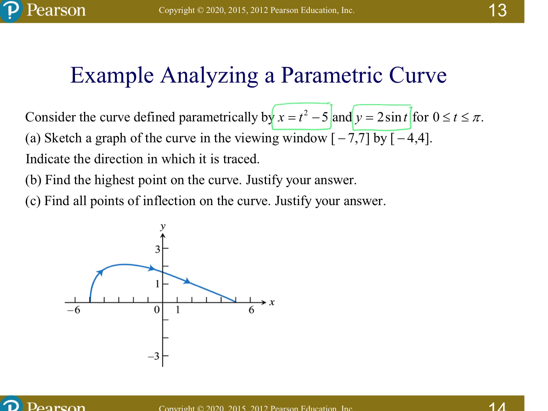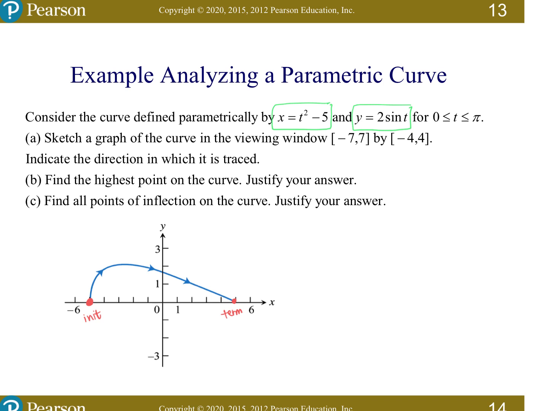You can see the initial point, according to the arrows, the initial point must be here. Okay, that is the initial. And the terminal point must be at the end over here, based on how we're following our arrows. So I've already done part A for you. Sketch a graph of the curve and indicate the direction in which it is traced. So I already have that.